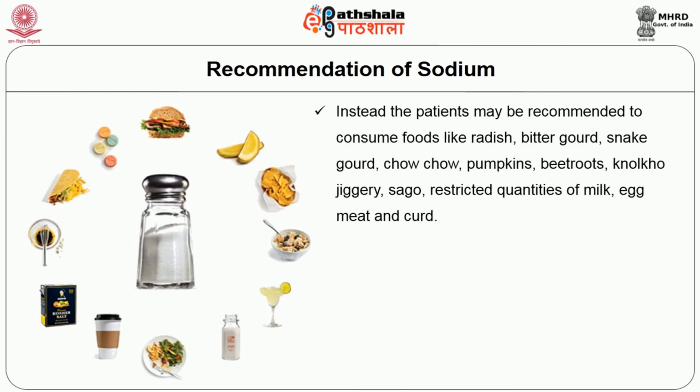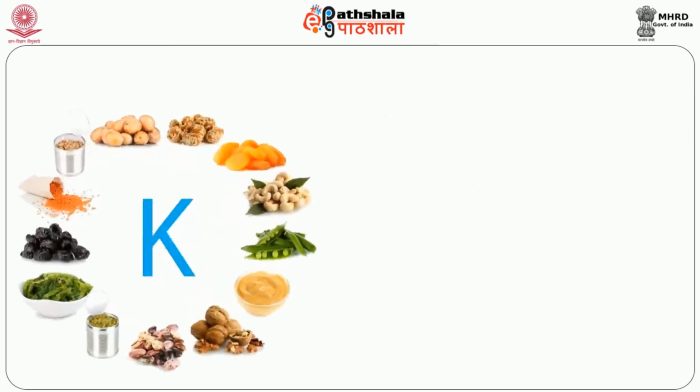Instead, the patients may be recommended to consume foods like radish, bitter gourd, snake gourd, chow chow, pumpkin, beetroot, no-code, jaggery, sago, restricted quantities of milk, egg, meat and curd. To recapitulate, so far we have seen the dietary modification for energy, fluids, protein and sodium. Now let's see the recommendations for potassium.